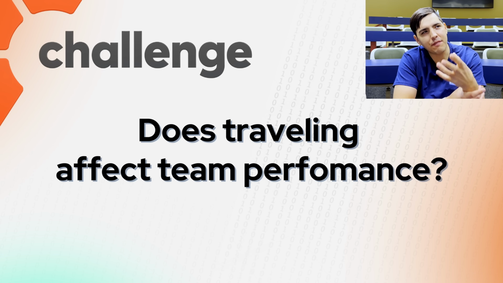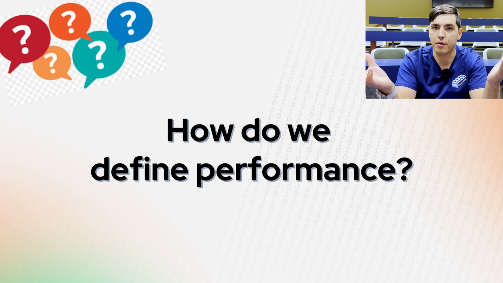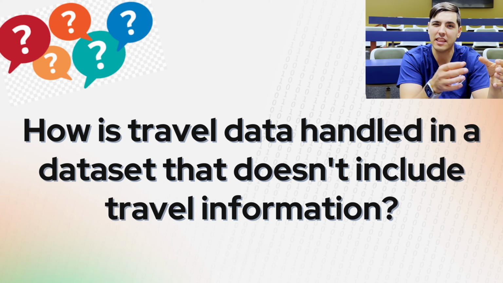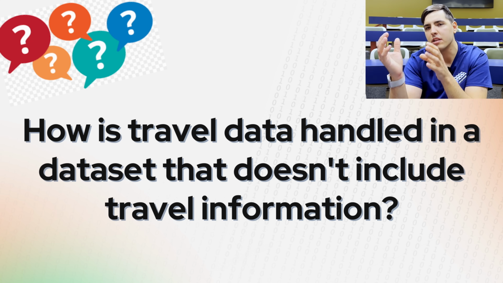So we picked the Astros track for this Datathon, and the main challenge for them was to see if traveling affects team performance. Of course, our first step to resolve this challenge was to answer two questions. First, how do we define this performance? And second, how is travel data inferred in a dataset that doesn't include travel information?